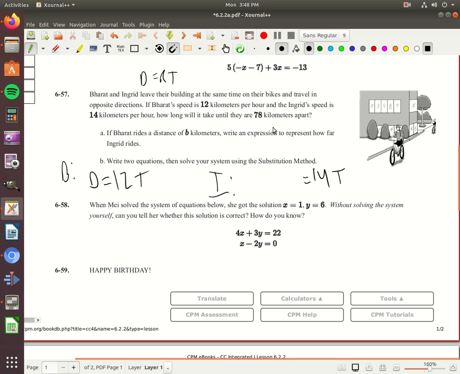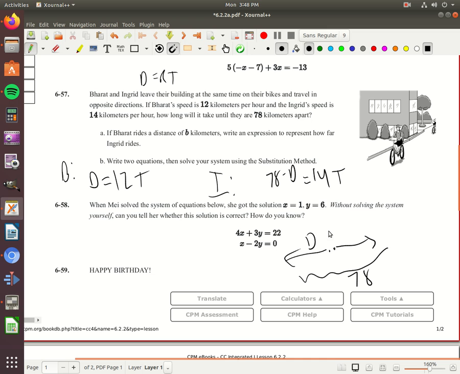Well, if we want to know how long till they're 78 kilometers apart, think about it. They go in different directions, and we want the whole thing to equal 78. Well, let's say Bharat went D of that. They said use B, but I'll just leave it as distance, right? How much is left for Ingrid? Well, Ingrid's distance must be this whole 78 minus the D that Bharat went. So we'll say it's 78 minus D. I hope that makes sense, right?